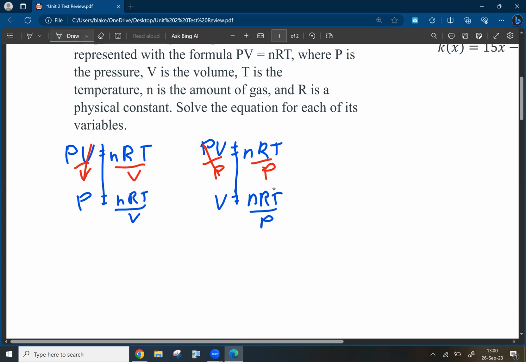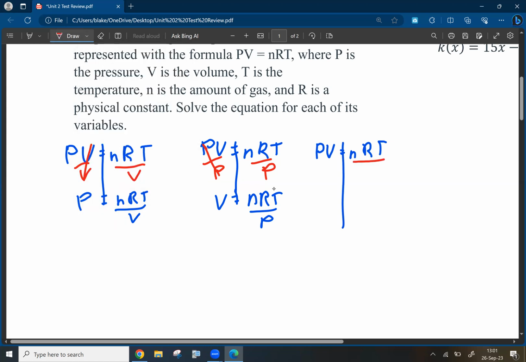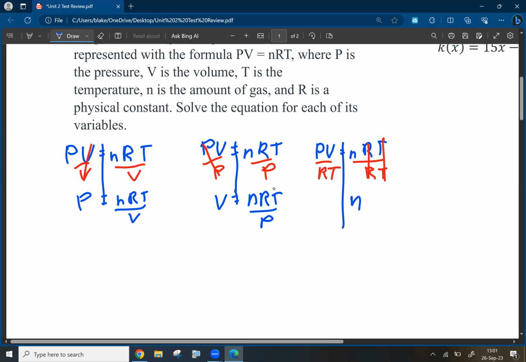Just 3 more. Next one, we're going to solve for n. So PV equals nRT. To solve for n, notice that n has the RT on that side, and we're going to get rid of both the R and the T because we want to solve for n. We want the n by itself. So we're going to divide by R and T. So n is going to equal PV divided by RT.